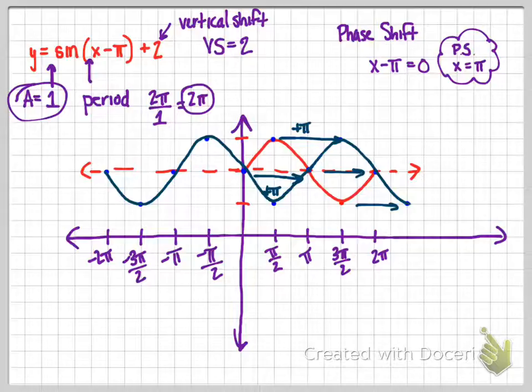Okay, next up, let's do the cosine function, and then let's do a couple all together. So let's do 2 cosine of x plus pi over 2 minus 3. Okay, just to add a few things into the mix.